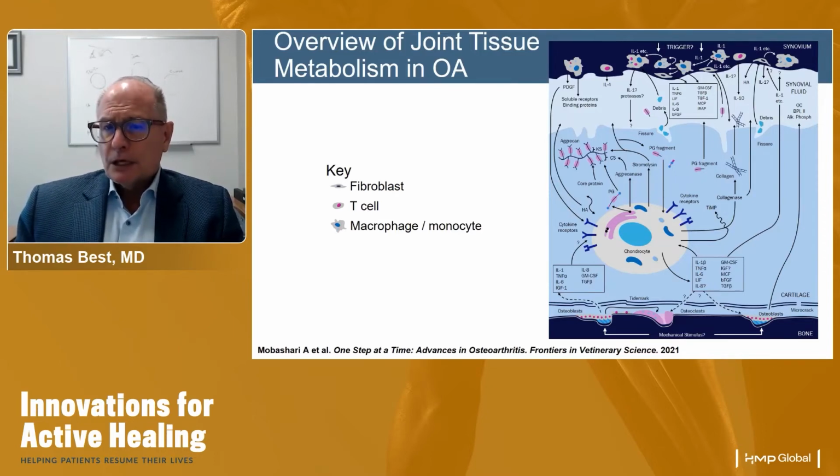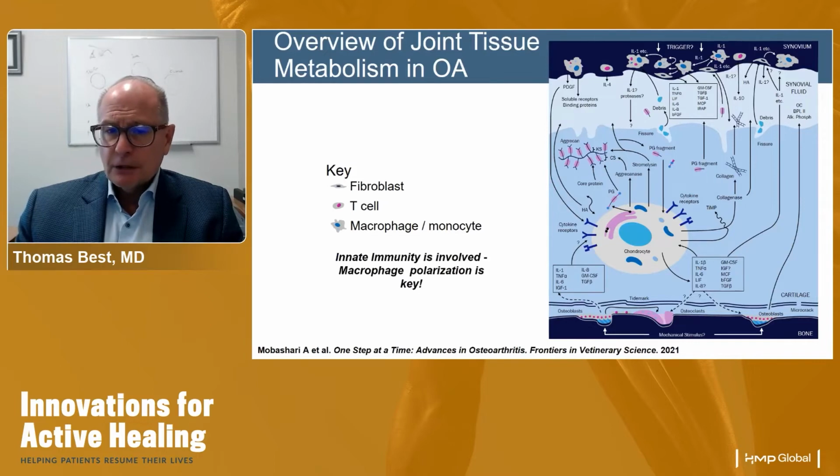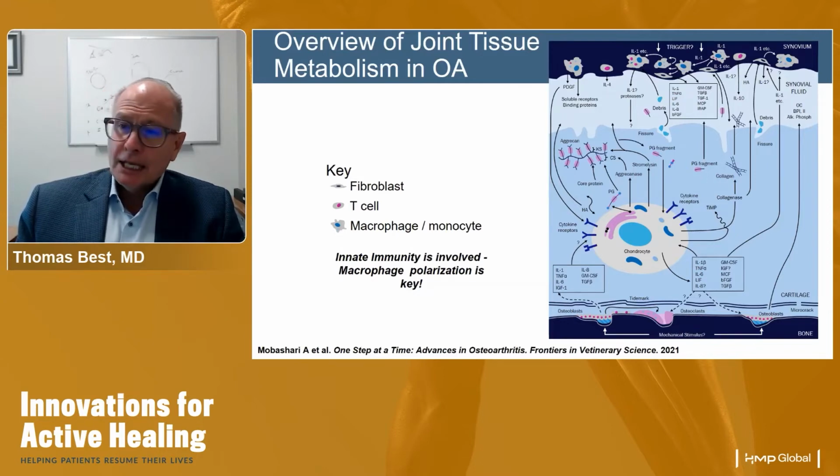And what this points to, as I mentioned earlier, is the importance of macrophages. And specifically, we now know that the immune system is involved in osteoarthritis as well. The term that's becoming more prevalent today is known as macrophage polarization. And what that means is we have 2 different types of macrophages. We have M1 macrophages. They generate a pro-inflammatory environment, and M2 macrophages that generate an anti-inflammatory environment.